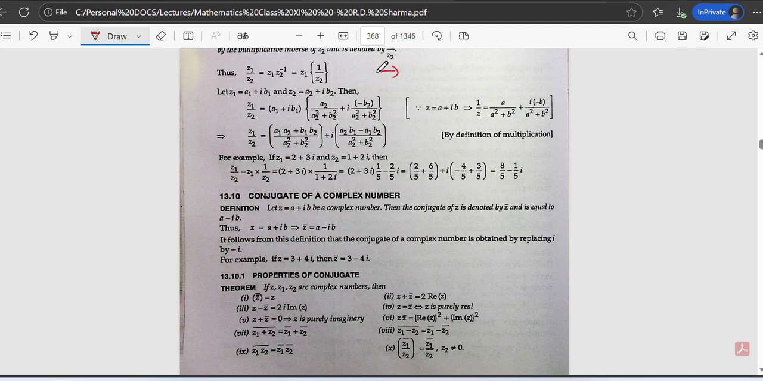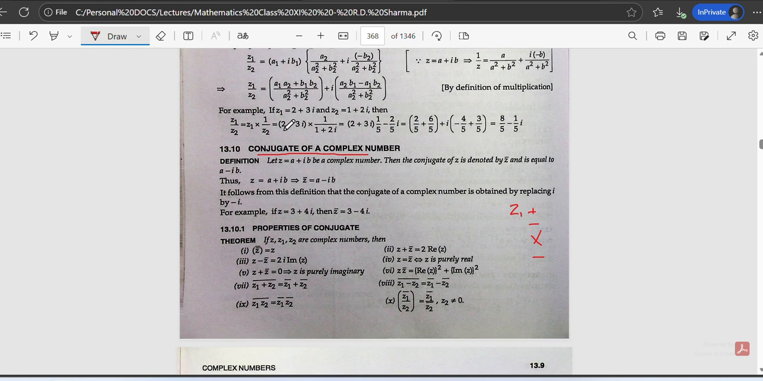Hello everyone. So today in this session we will be doing part two of the complex number. Here we will be talking about conjugate of a complex number. In previous classes we have seen the concept of addition, subtraction, multiplication, and division. So in this part two, I'll be telling you the concept of conjugate of a complex number. So let's say you have a complex number like 3 plus 4i.